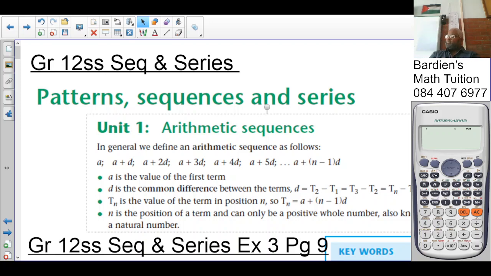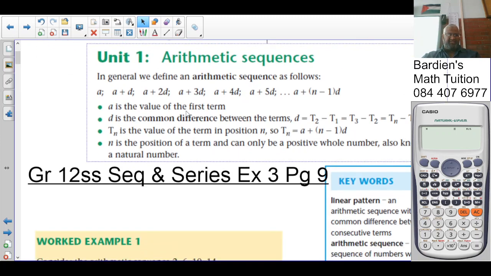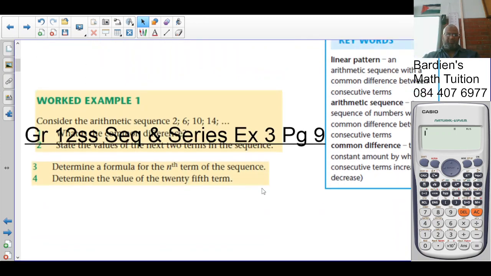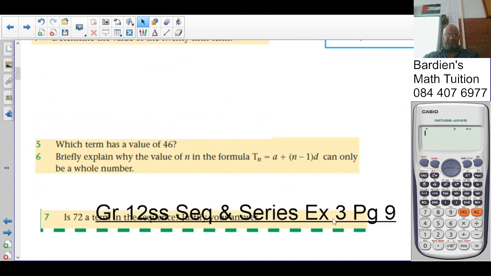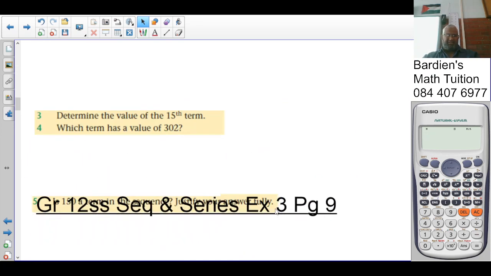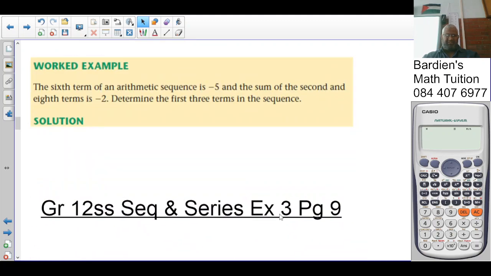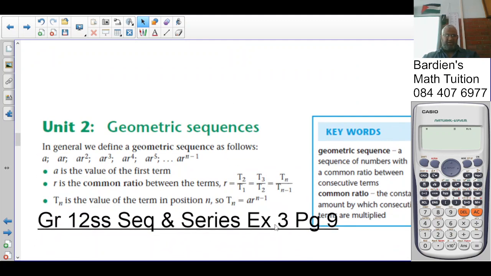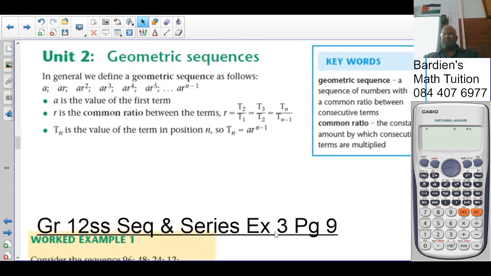Okay, good afternoon, class. So at this point, we're looking at sequences and series. We're looking at the examples for exercise 3 on page 9. I must come back and explain that, as we were experiencing load shedding at the time. So we're looking at geometric series today, correct?